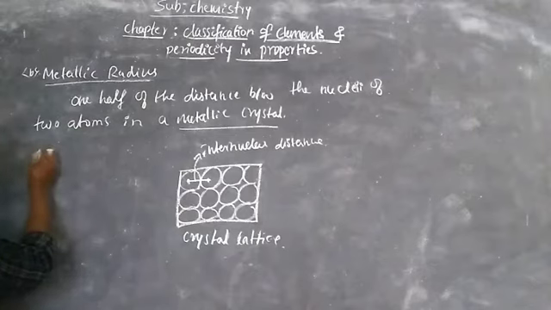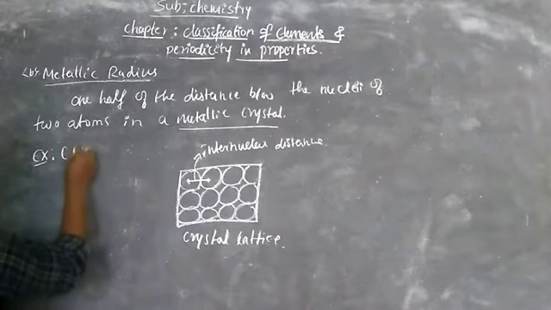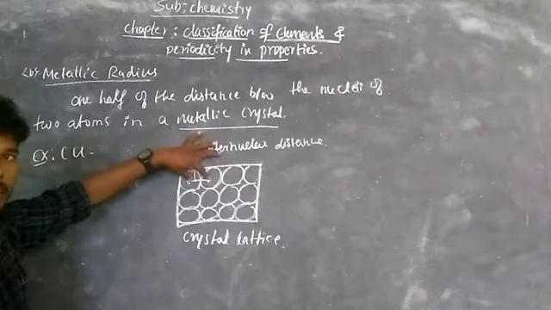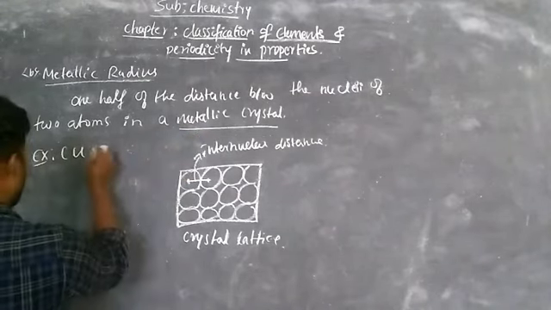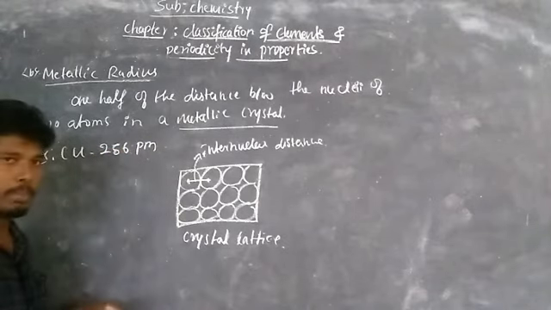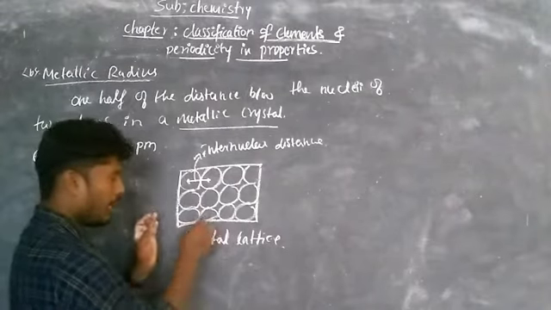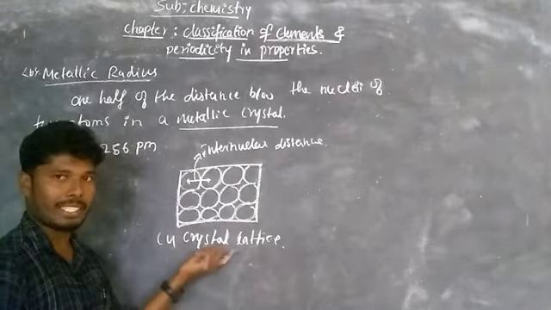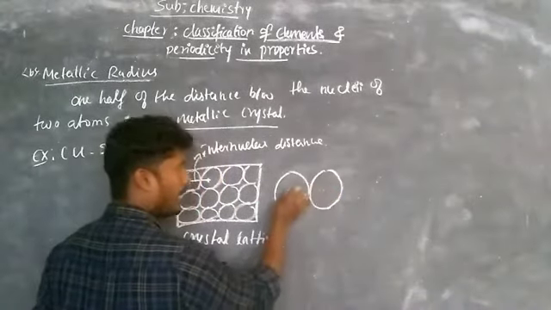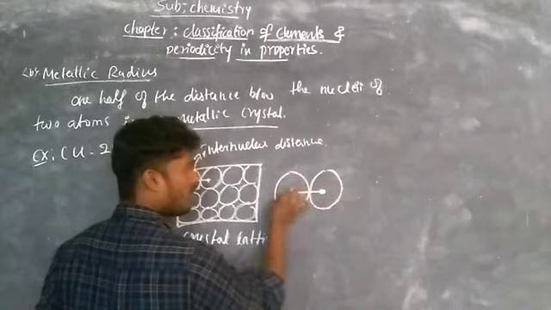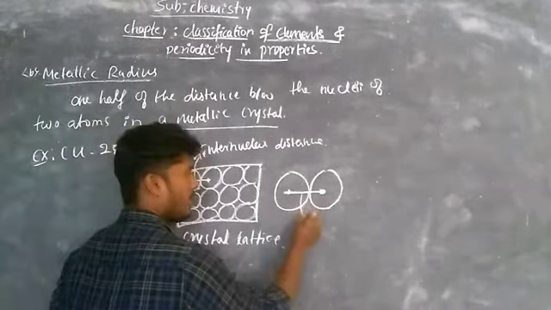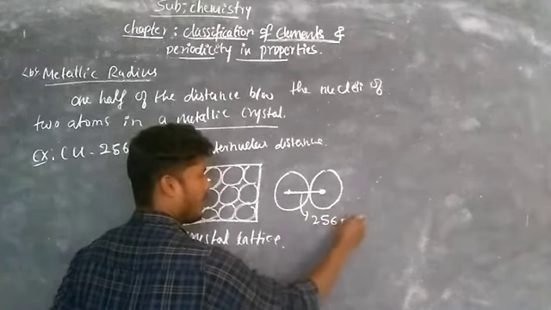In this metallic crystal, one half of the distance between the nuclei of two metallic atoms is called the metallic radius. For example, take copper. The internuclear distance between two atoms in a copper metallic crystal is found to be 256 picometer. Let us assume this is a copper crystal lattice. We have taken two atoms in this copper. These two atoms are metallically bonded. The distance between the centers of the nuclei of these two atoms is the internuclear distance, 256 picometer.